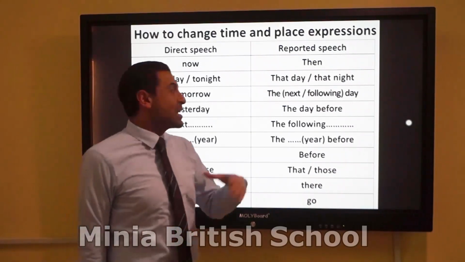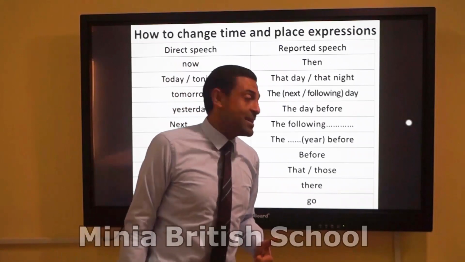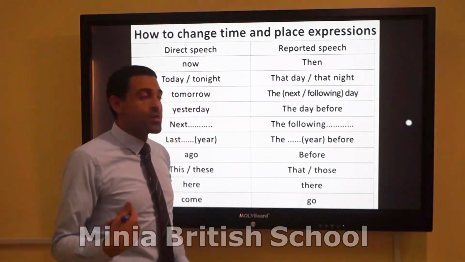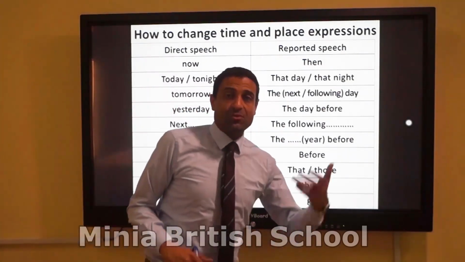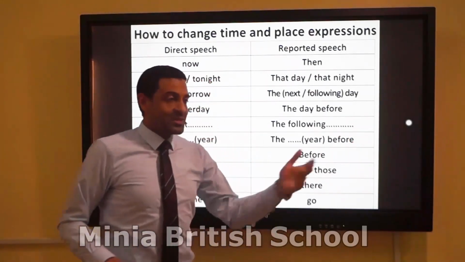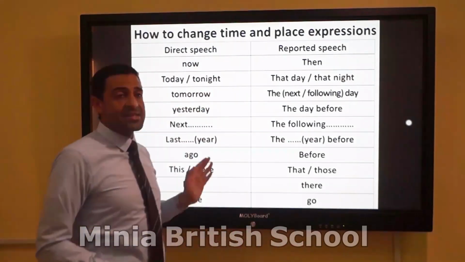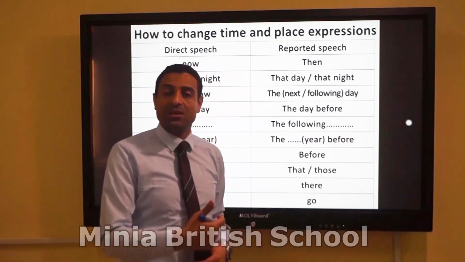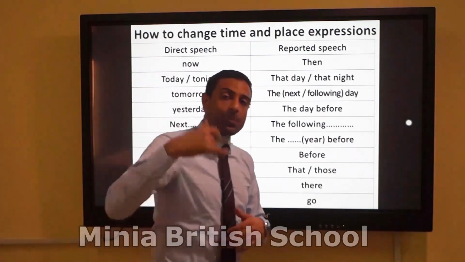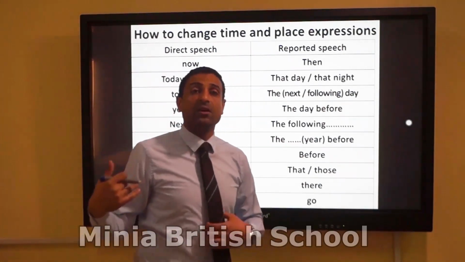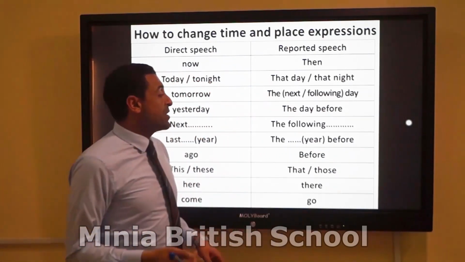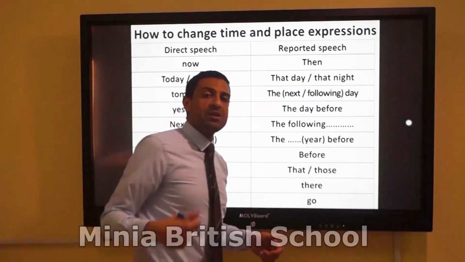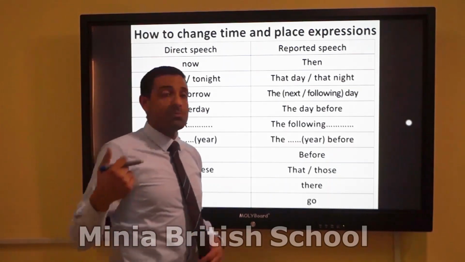And here, tomorrow, you can say the next or the following day, as you check exactly in the example that we have studied before. And here, yesterday, the same, the day before. If you are going to use this expression, next, if you are talking about the future, next year, next month, next week, next Sunday, so here, you can say the following. When I tell you next year, change it to be the following year. Next month, change it to be the following month, and so on. Last, when you are talking about past, last year, last week, last month, last Sunday, so here, write the. If you said last year, it will be the year before. Last week, it will be the week before. Last month, it will be the month before.